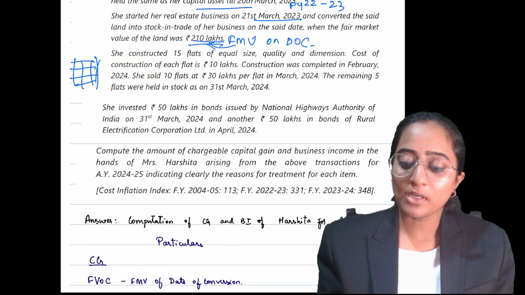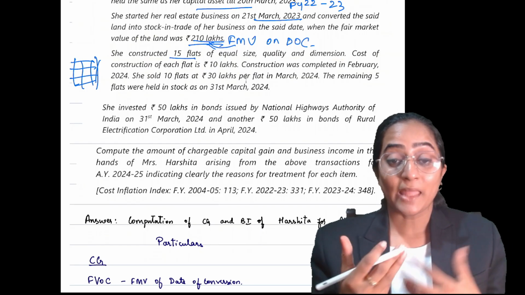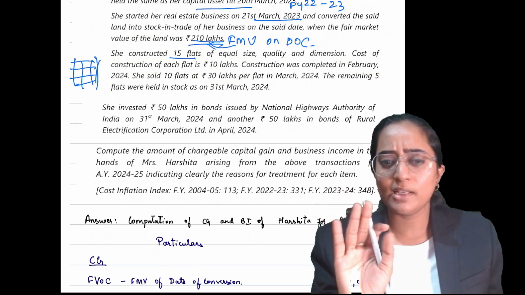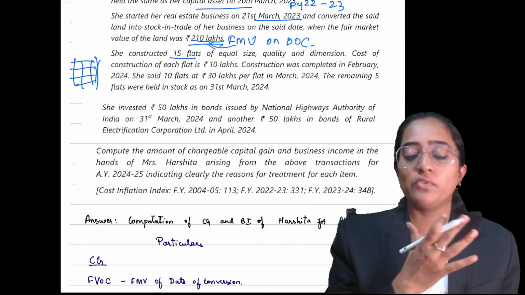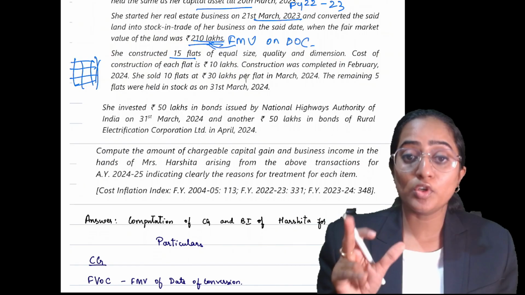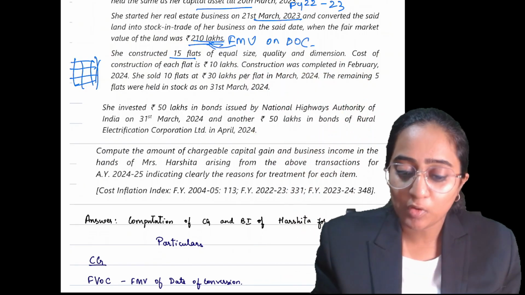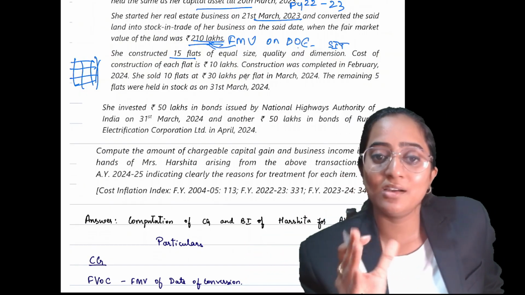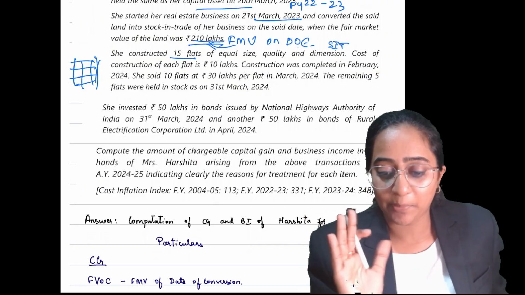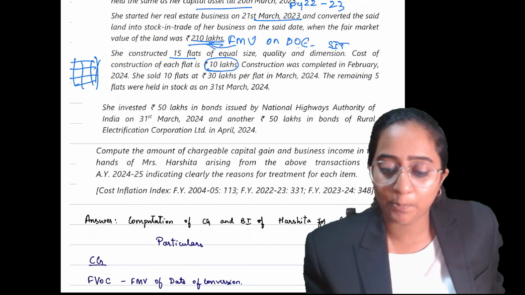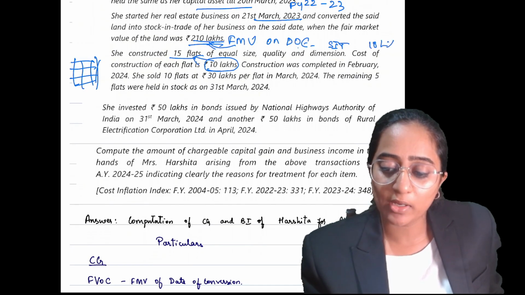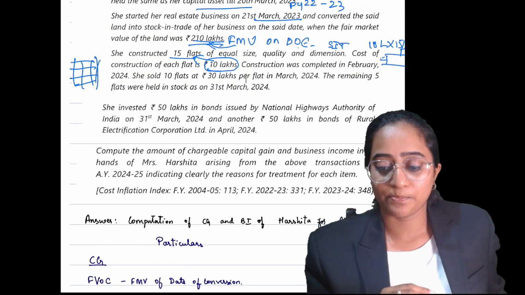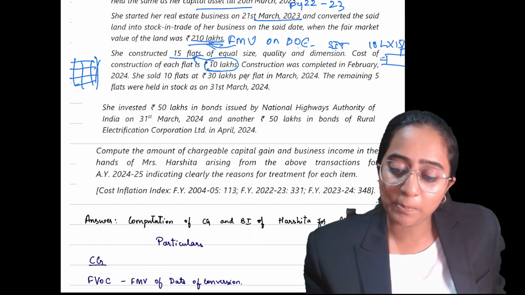Okay. After converting, for the 15 flats, the cost of construction, this becomes your, again, cost of improvement. People, remember this: you will not consider it as cost of improvement. You are going to consider it as cost for your case of PGBP because you've already converted it into stock in trade. So after conversion into stock in trade, whatever cost you incur will be the cost under your PGBP, not under your capital gain. Okay. So 10 lakh rupees per flat means total cost 10 lakh rupees for one flat multiplied by 15 flats, whatever the answer you get will be the total cost of construction. Okay. Construction was completed in February 24.